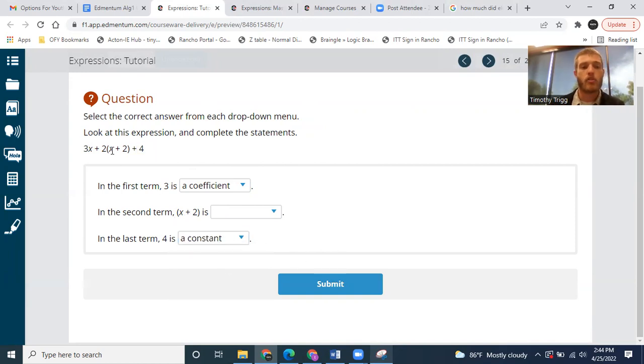And what about this x plus 2? Well, the 2 is multiplied by x plus 2. So since those two things are multiplied, the 2 and the x plus 2 are both factors. Okay.